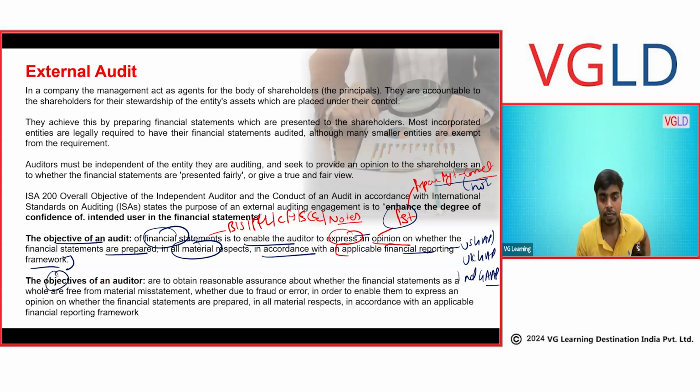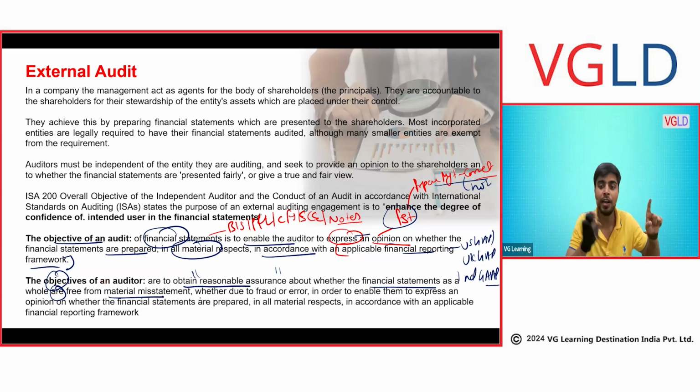Now, the objective of the auditor is to obtain reasonable assurance. Why? Because it is not a guarantee, because we are not checking in detail. Sorry, we are checking in detail, but not everything. And because professional judgment and estimates are required, we cannot give a guarantee about whether the financial statements as a whole are free from material misstatement. I hope this is clear.